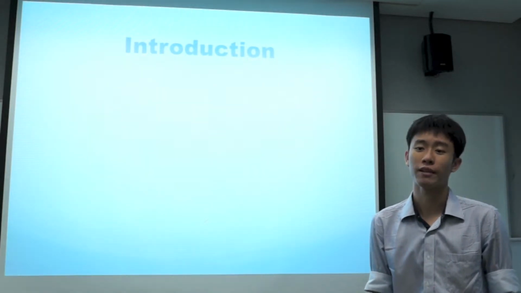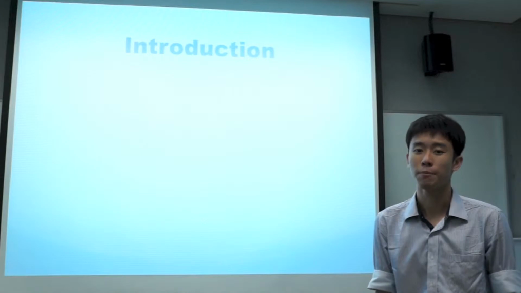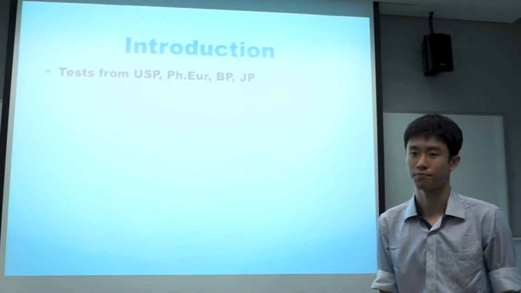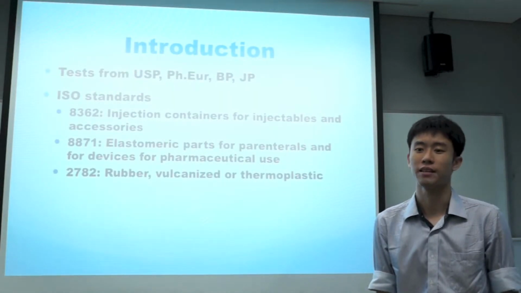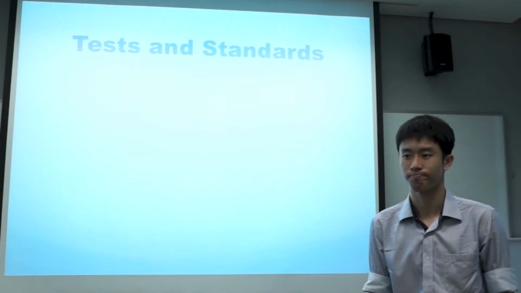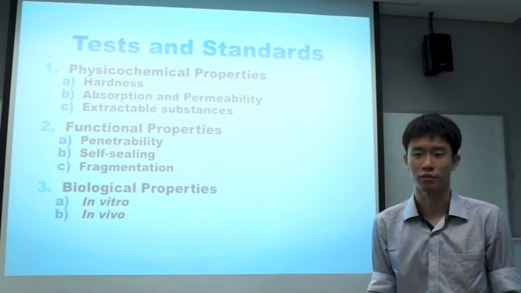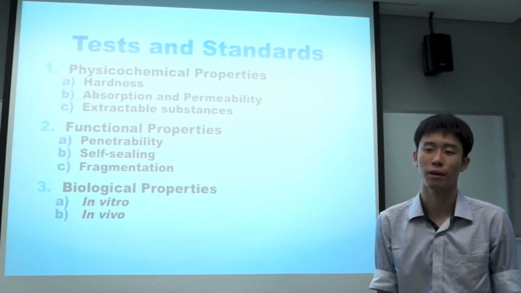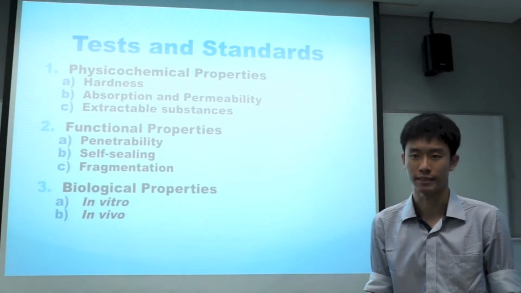We will be covering tests from USP, European Pharmacopoeia, BP, and JP. In addition, we will be highlighting some of the standards for elastomeric closures as stated by the ISO. We will be covering the tests and standards based on the properties of the rubber, namely physical-chemical properties, functional properties, and biological properties.